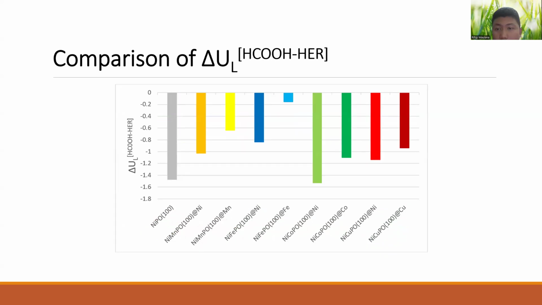For the formic acid production, the addition of transition metal alloys significantly lowers the limiting potential, but still fails to completely suppress the hydrogen evolution reaction. The best selectivity for the formic acid is observed at the iron side of the nickel iron phosphate system.